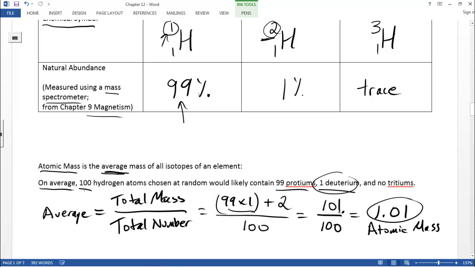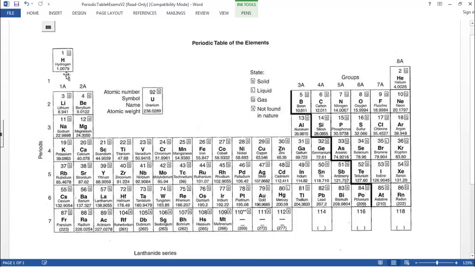So 1.01, how does that compare to the periodic table? Well, you can see the number here for hydrogen in the upper left of the table is 1.0079, and hey, that rounds off to 1.01.